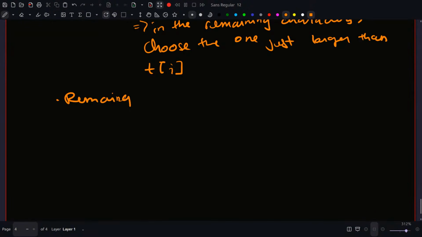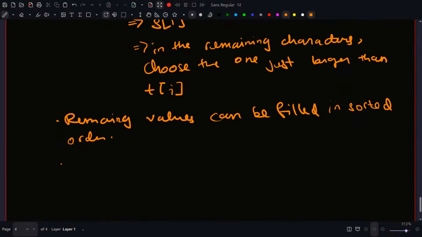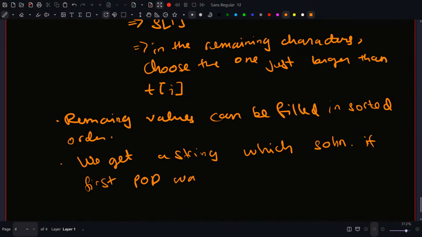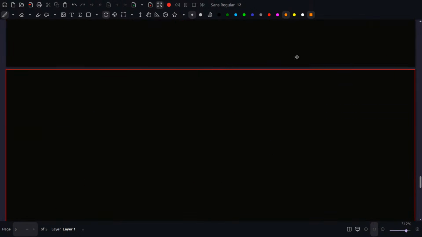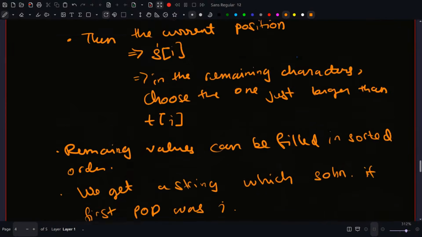Right? And this gives us the solution for a first point of difference at I. So we get a string which is the solution if the first point of difference was at I. So we find this for all I, and take the smallest of them as the answer. By smallest, I mean the lexicographically smallest.